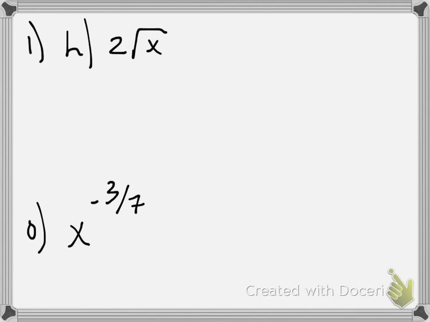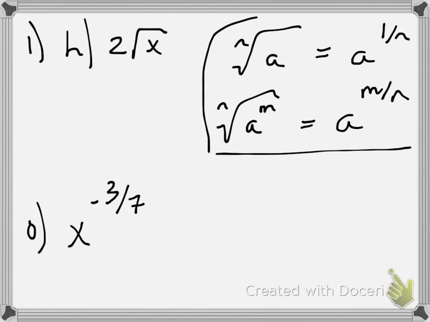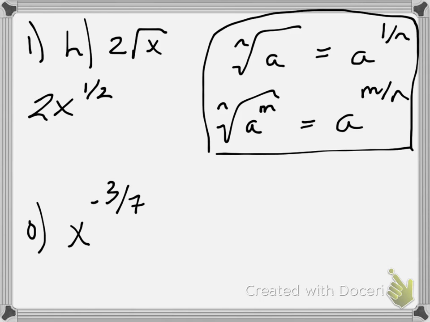And then in part H, we've got roots, and there's an algebraic identity for this as well. So the nth root of a is the same thing as a to the 1 over n. So a root is just a kind of power. And furthermore, the nth root of a to the m is a to the m over n. So using these two rules, we should be able to rewrite any root function as a power function. So this is the same thing as 2 times x to the 1/2.